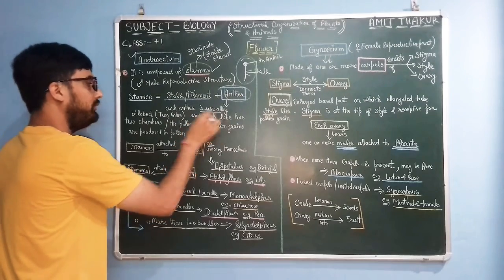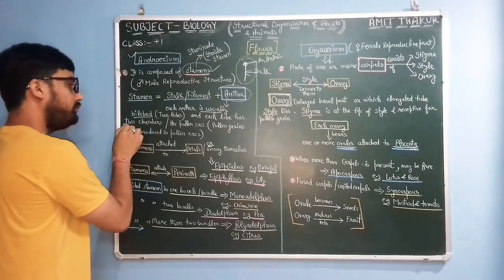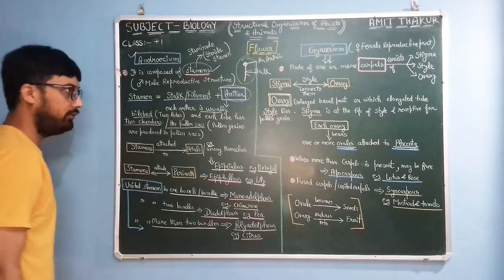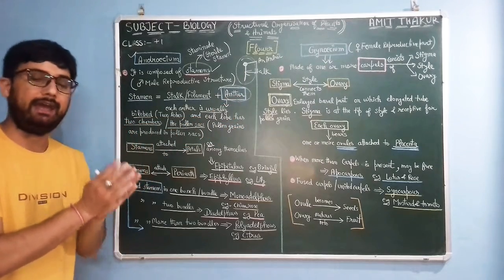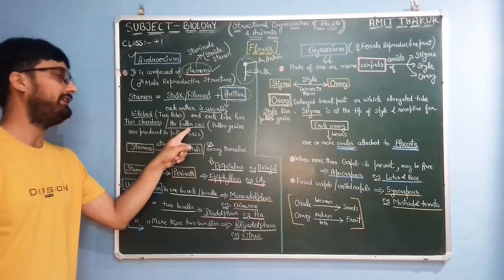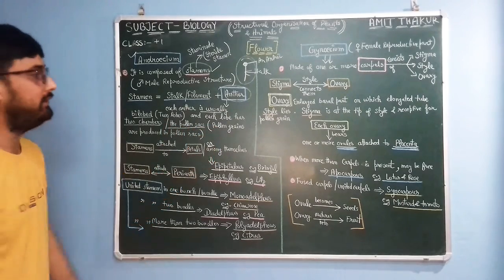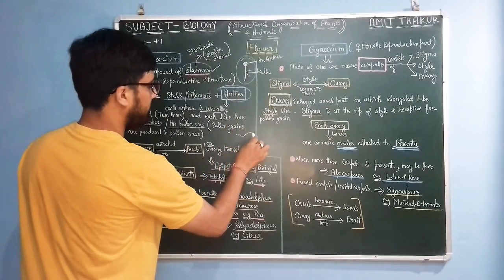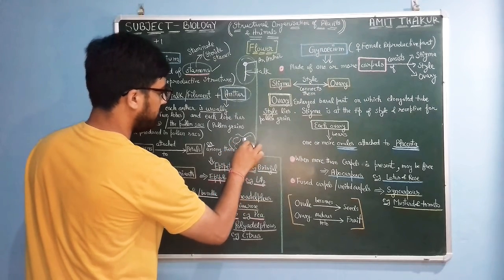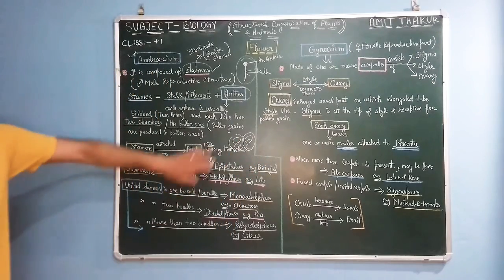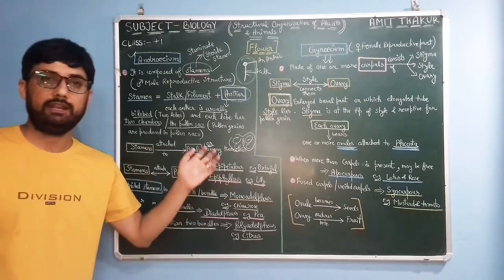Each anther is usually bilobed, that means it has two lobes, and each lobe has two chambers, or you can say pollen sacs. So each anther has two lobes, and each lobe has two chambers or two pollen sacs, and inside these pollen sacs pollen grains are developed. So there are two lobes, and each lobe has two pollen sacs, and in each pollen sac pollen grains are developed.